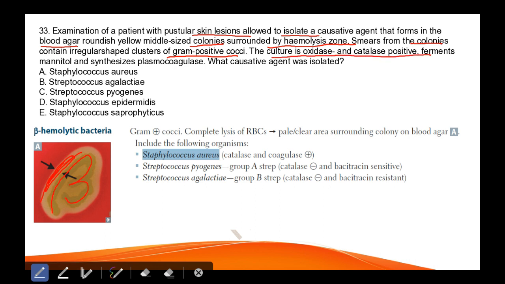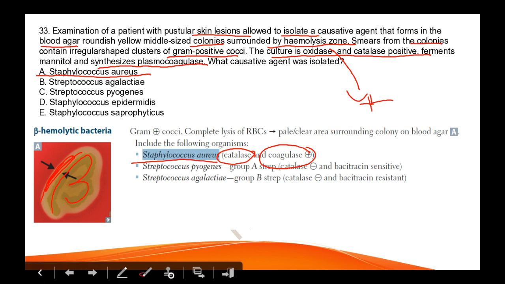And also, they synthesize plasmacoagulase. This is another enzyme. These 2 or 3 patterns are specific for Staphylococcus aureus. As you can see here, it is a catalase positive and a coagulase and also oxidase positive bacteria. So you can differentiate it from others with the enzyme.